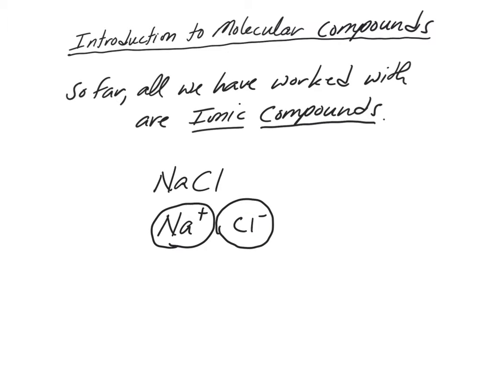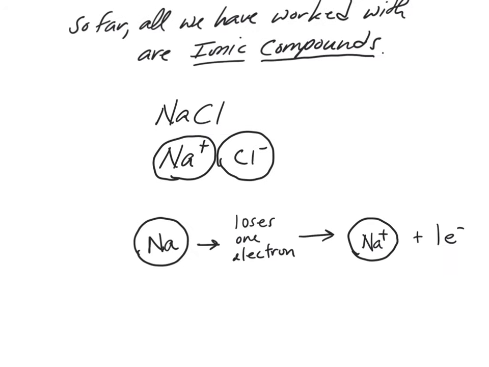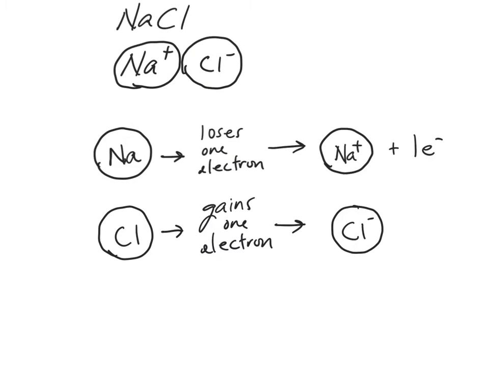In order for the sodium ion to become positive, it must have lost one electron. So what I'm showing here is this sodium atom, which is neutral, loses one electron to become the sodium ion, which has a positive charge, and it throws out this electron. The chlorine atom, on the other hand, gains one electron. So this atom gains one electron to become this negative ion. Where did that electron come from? It came from the sodium, in fact.